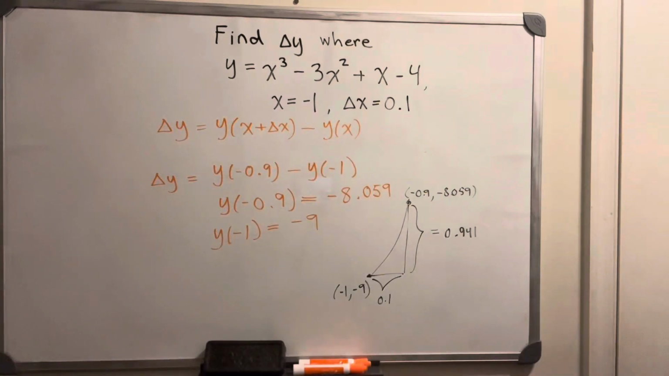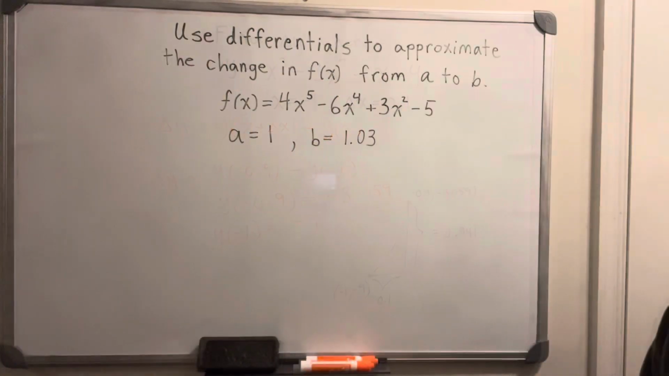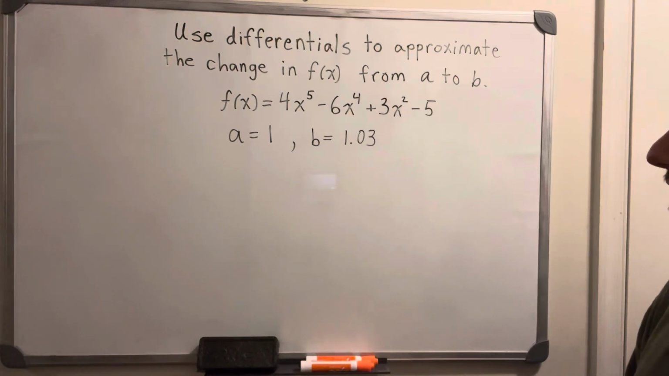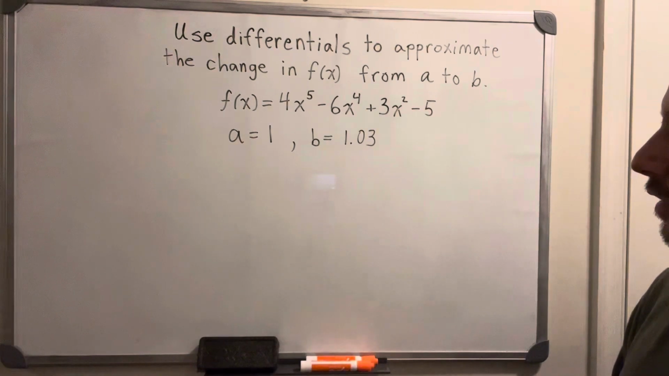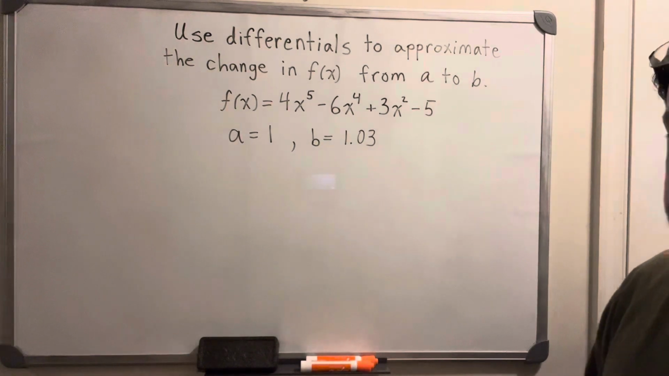And this problem says use differentials to approximate the change in f of x from a to b, where f of x is 4x to the 5th minus 6x to the 4th plus 3x squared minus 5. And a is 1 and b is 1.03.